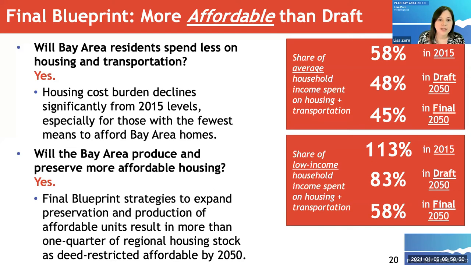Through new regional and local revenue measures, the region could ensure that at least 1/4 of all Bay Area homes are deed restricted affordable by year 2050.